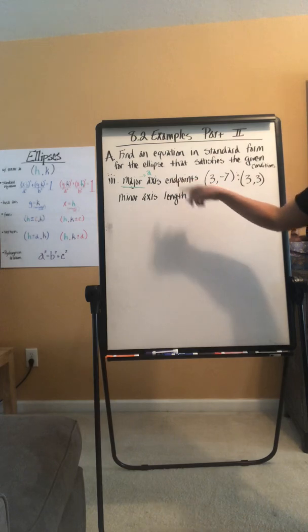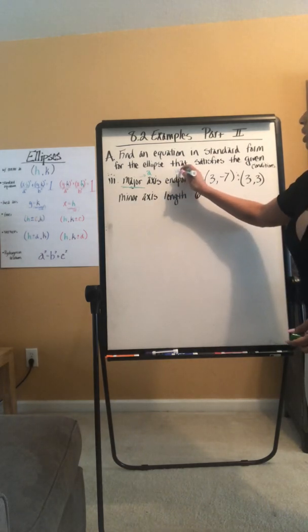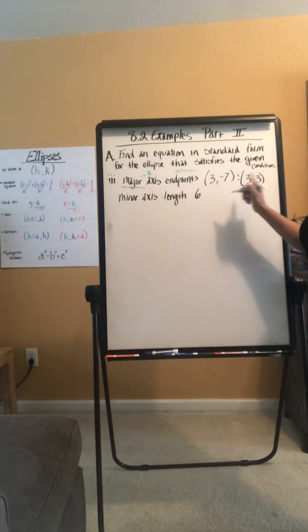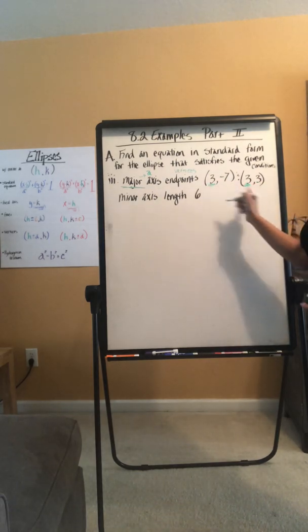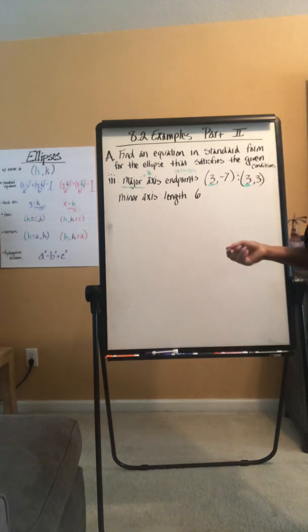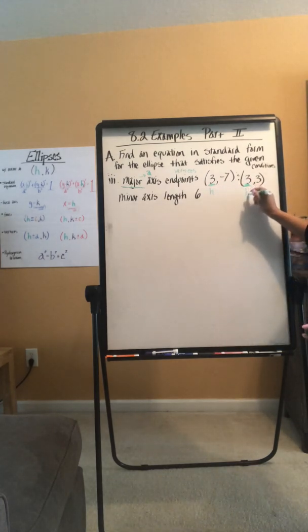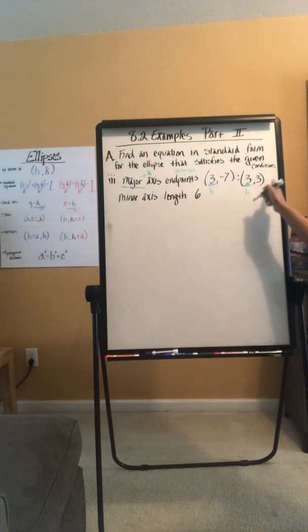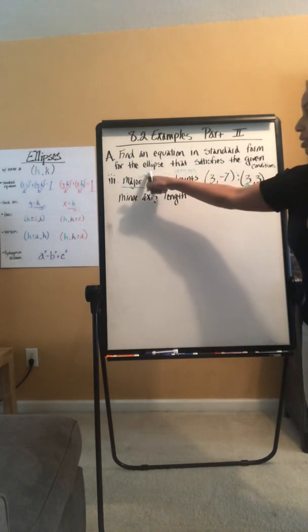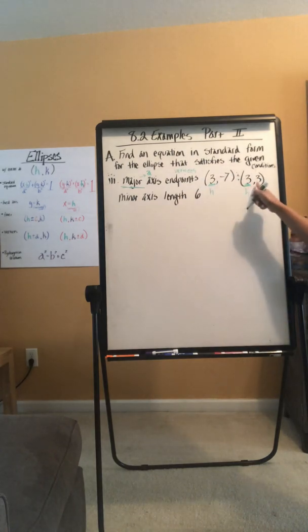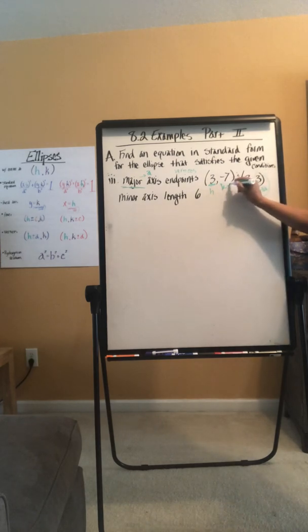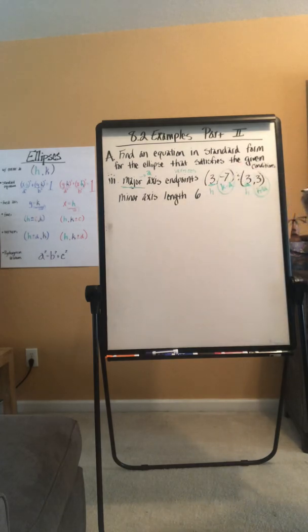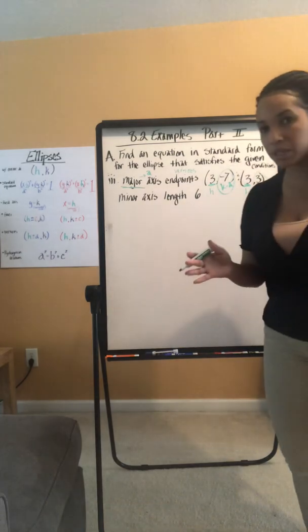All right, so my major axis endpoints, or my vertices, are (3, -7) and (3, 3). What do I notice that's the same? The 3's, the x coordinates, my h's. Okay, so if the h is the same, then this must be my k plus a, k minus a. Again, the plus is always going to go with the bigger number. So k plus a is the 3, k minus a is the -7.